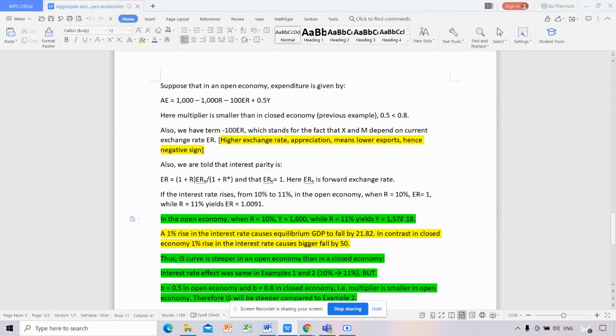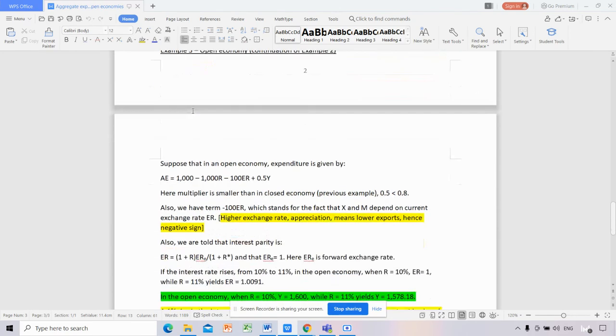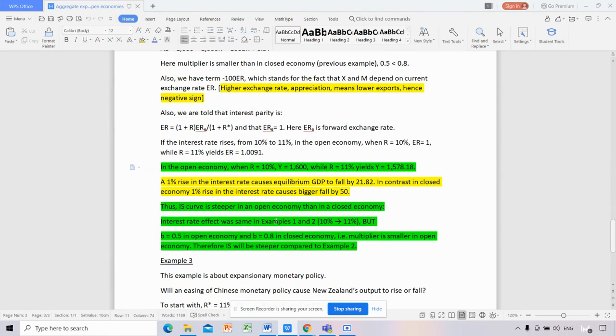GDP decreased, but not by 50 as it was in the case of the closed economy; it decreased only by 21.82, the difference between 1600 and 1578. Explanation of this: the IS curve is steeper in the open economy than in the closed economy.